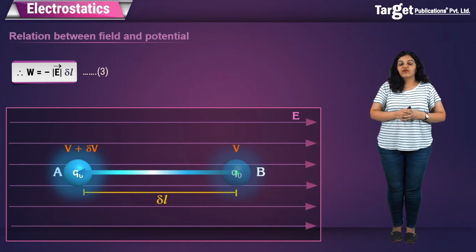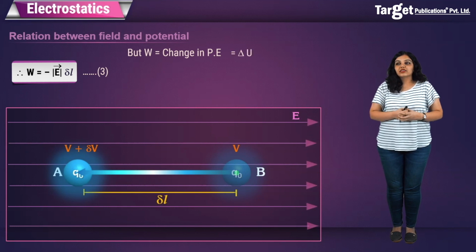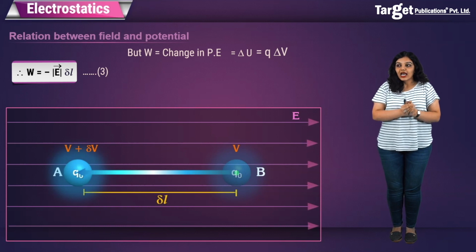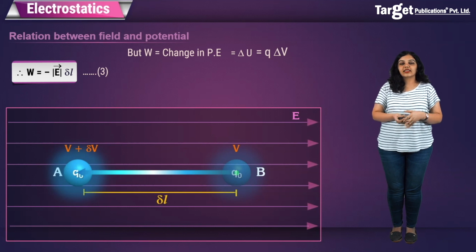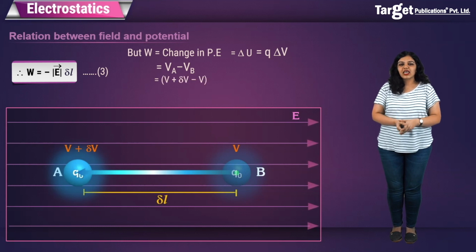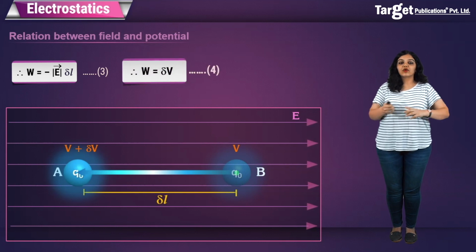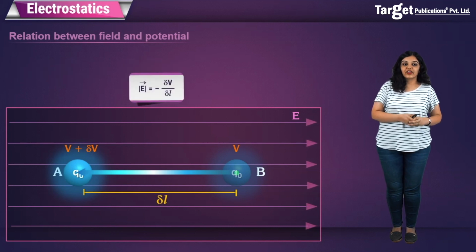Secondly, I want to remind you that work done is nothing but the change in electrostatic potential energy, but UA minus UB is nothing but the potential difference multiplied by the charge, and charge is simply 1 because it's a unit positive test charge. So I get that the work done is nothing but the potential difference VA minus VB, and then I can simply see that the potential difference is V plus del V minus V, which is simply del V. And now because I have two expressions for work done, I will simply equate them and I will get that E is equal to minus del V by del L, and this gives me the relationship between the electric field and the potential.